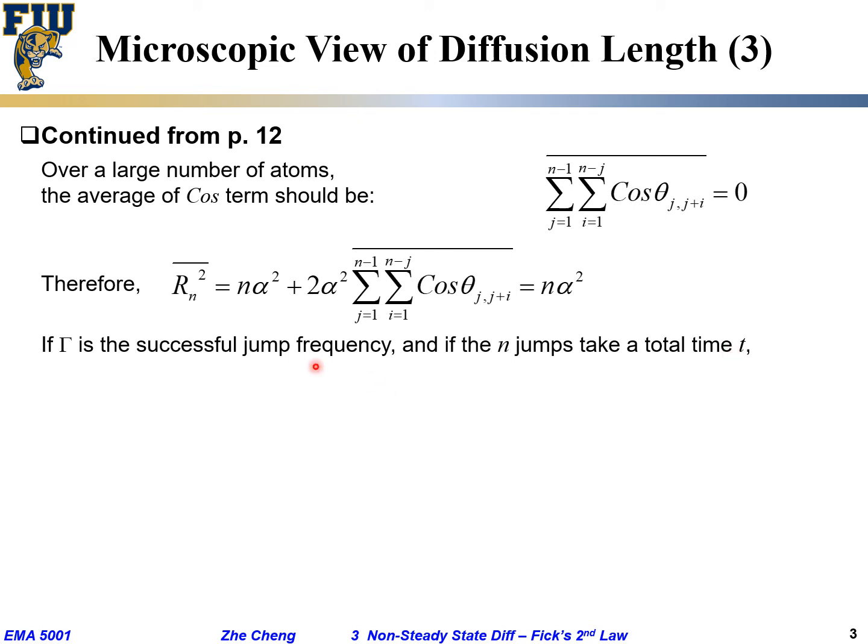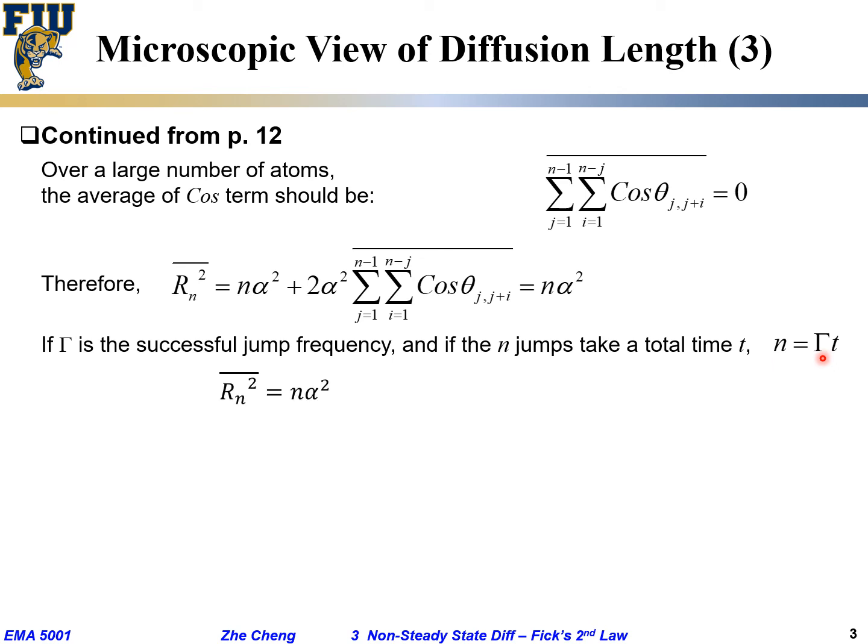What's the relationship between gamma, n, and t? It should be a very simple relationship, right? The total number of jumps, n, would be how frequently you jump, the successful jump frequency, times how long you are waiting. If I'm waiting 1 second, my total jumps is 1 second times this successful jumping frequency. That gives my total number. Make sense? That relates n, how many jumps, and the time t with the so-called successful jumping frequency. So n is gamma t.